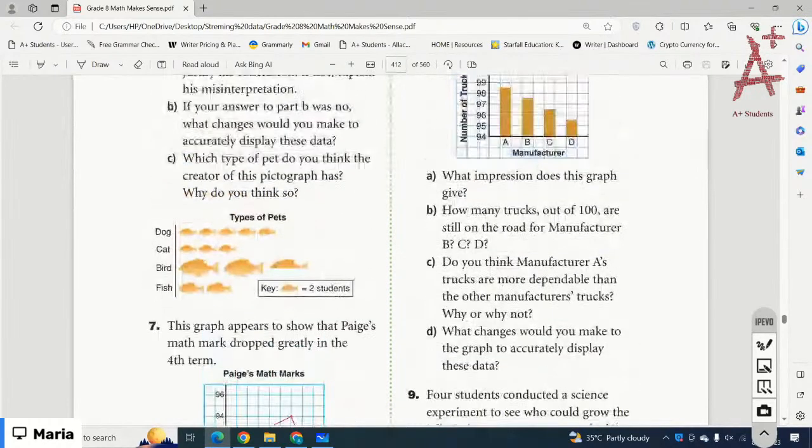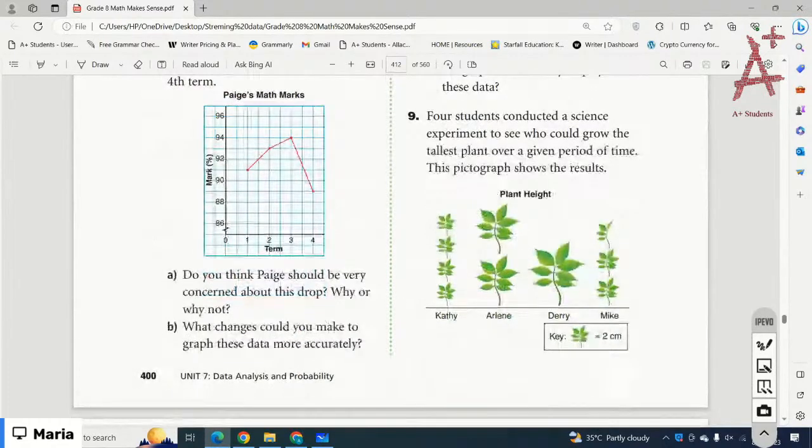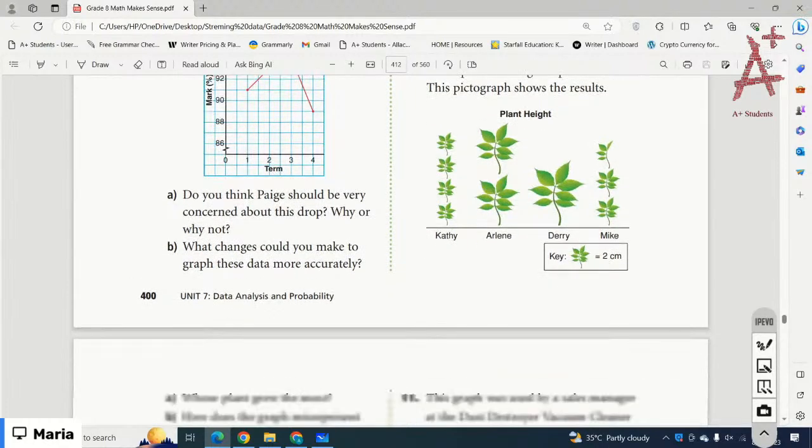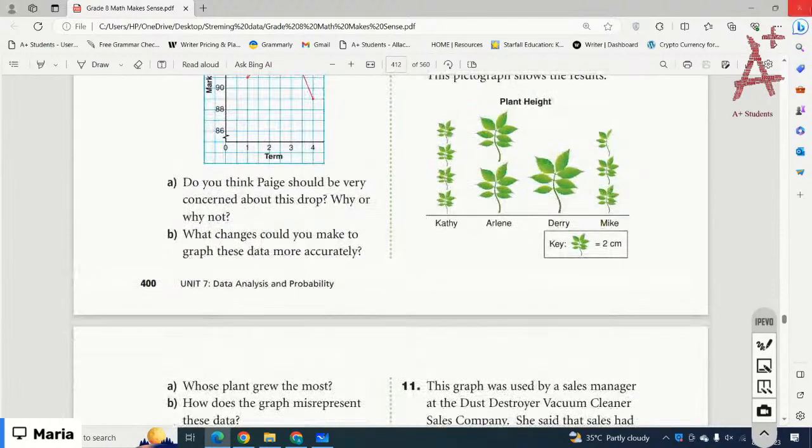Let's start with question number 9. Four students conducted a science experiment to see who could grow the tallest plant over a given period of time. The pictograph shows the result. Whose plant grew the most? Okay, basically one plant represents 2 centimeters, right? So it would be 1, 2, 3, 4. It would be 8 centimeters.